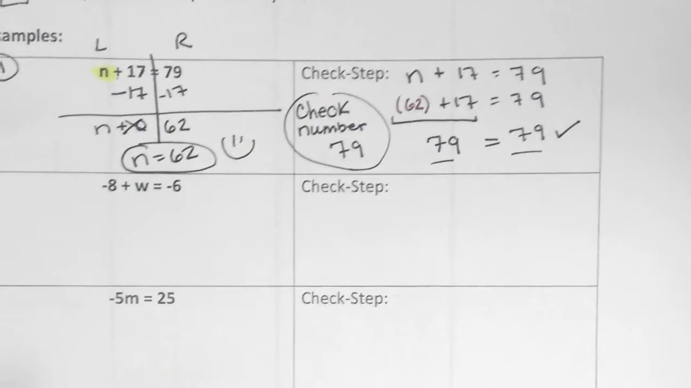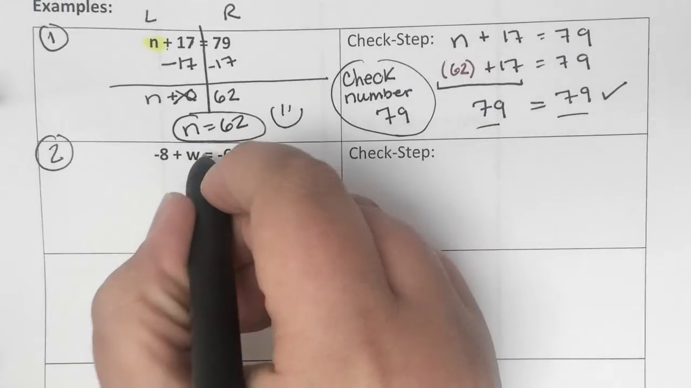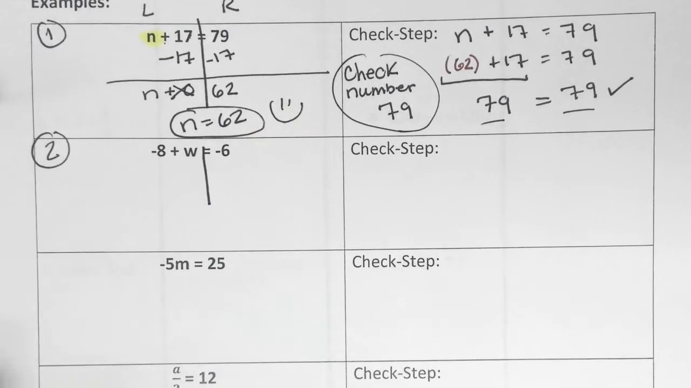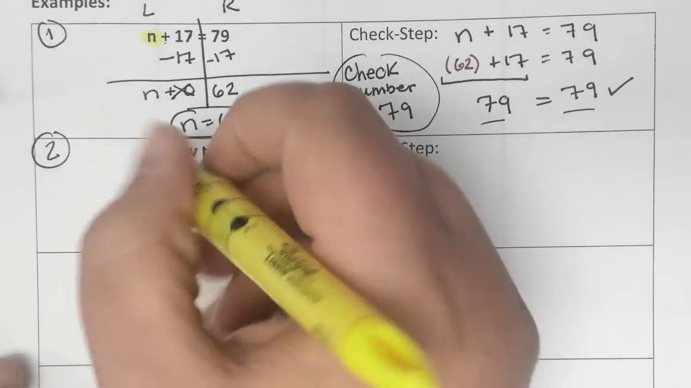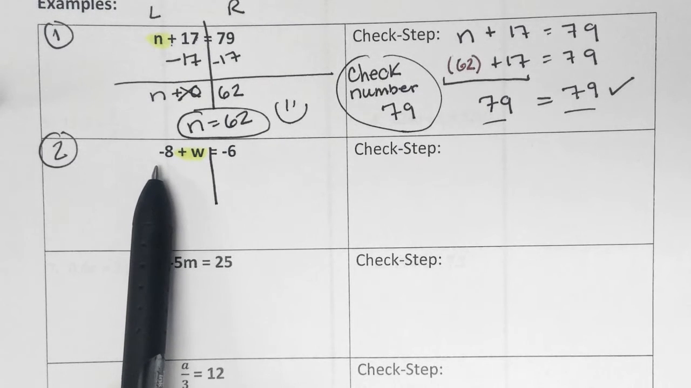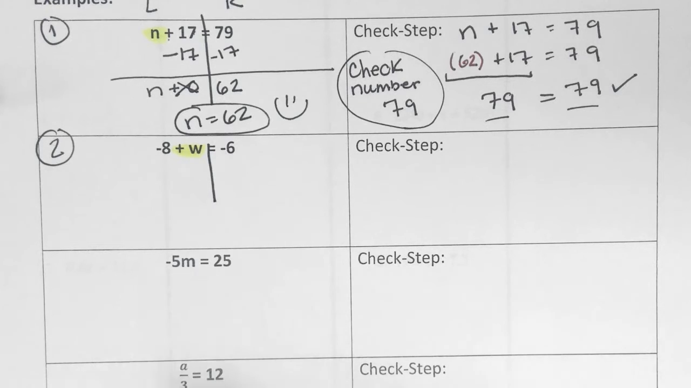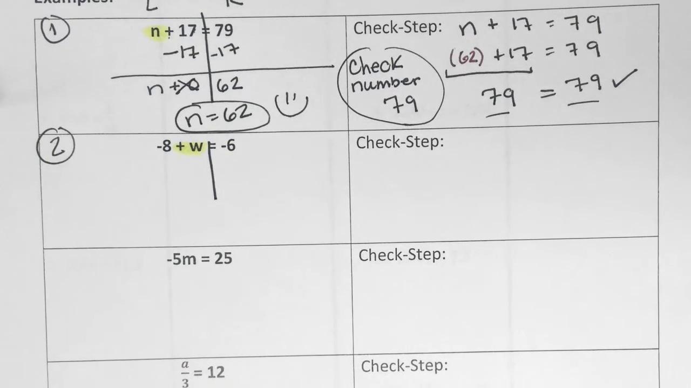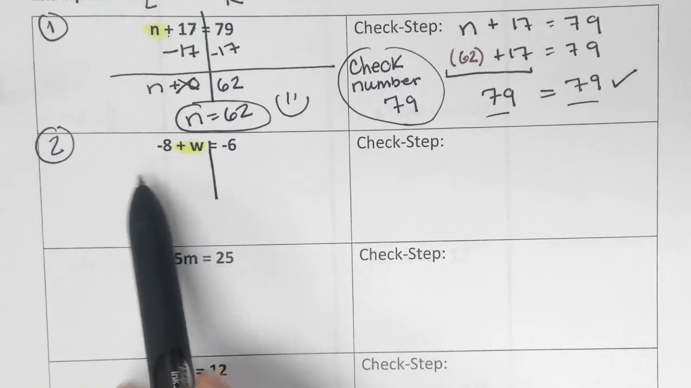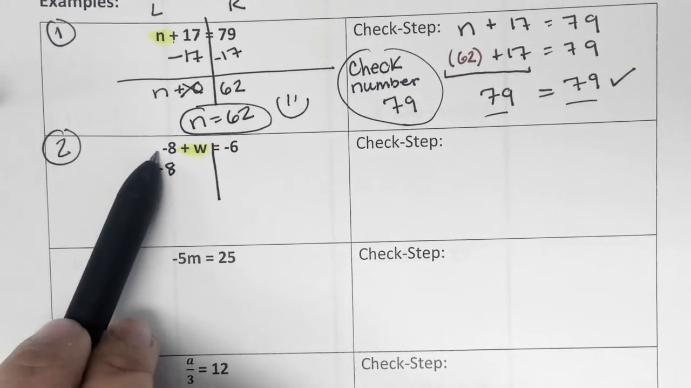I'll call this example number 2. Here's my equal sign. I'll draw a line down the middle. My variable is W. The number on that side is a -8. Well, that's a constant. To get rid of constants, or to move a constant to the other side of the equation, we use plus or minus. Right now this is a -8, so instead of subtracting, I have to add 8 to both sides because plus is the opposite of minus.